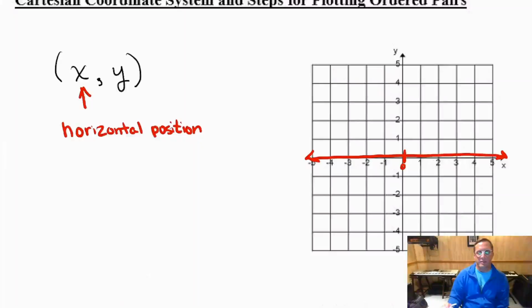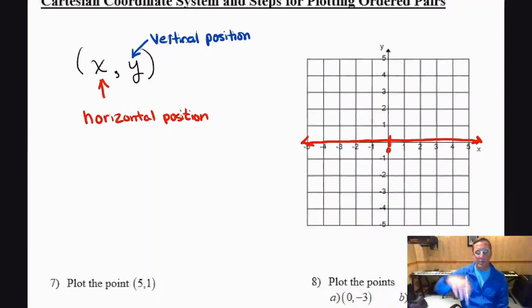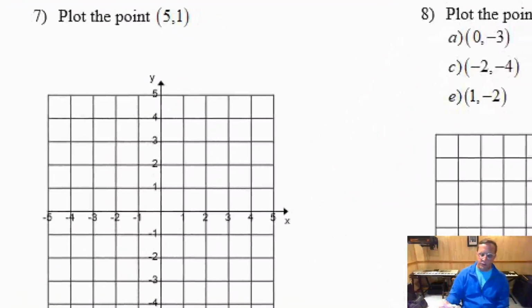So we're talking about horizontal position, whereas the y, that's your vertical position, up and down, okay? So your y-axis goes up and down. So for this number 7 right here, we're going to plot the point 5, 1. So that means 5 on the x. So when we do that, 5 on the x, there's 5 right there. And then 1, up 1 on the y. So there's 5, 1. That's 5 on the x and 1 on the y.